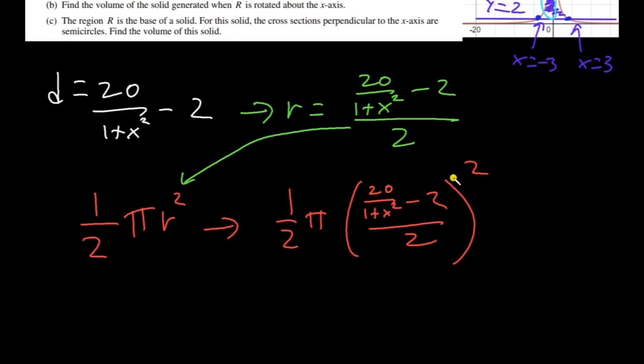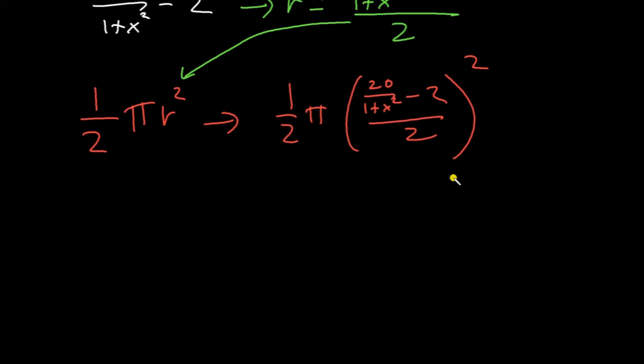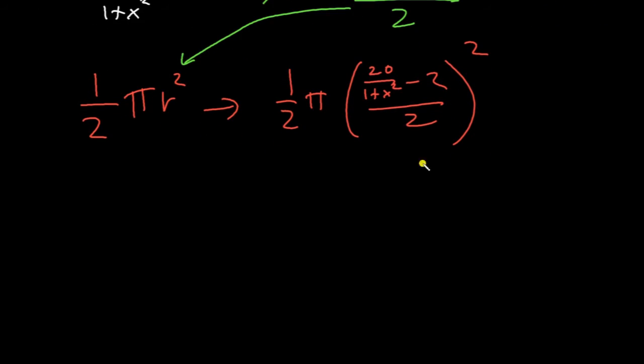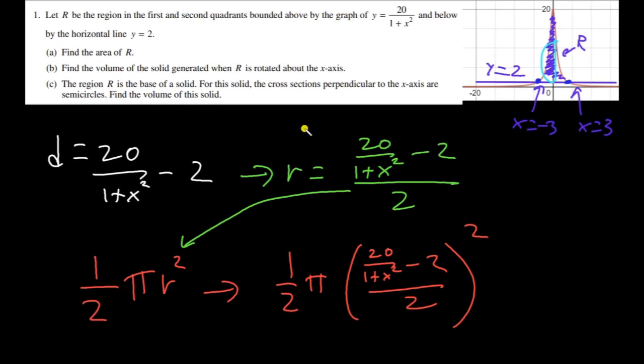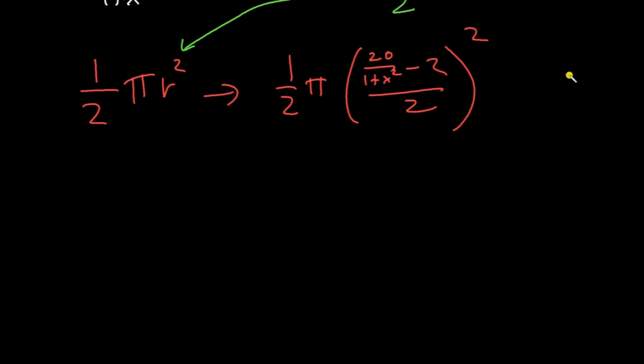Now I want to find the volume. To find the volume, all I have to do is take this and integrate it across my region. So here my region is going from x equals negative 3 to x equals positive 3, so I just need to integrate my formula here from negative 3 to 3.